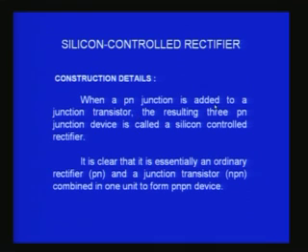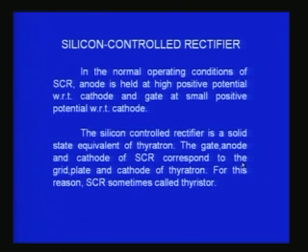The PN junction is added to the junction transistor, and the resulting junction is the 4-layer device of the silicon control relay. Right. In the normal operating condition, the anode is kept positive, I told you, for forward biasing with reference to the cathode, and the gate normally will be kept at a low potential, low positive potential.